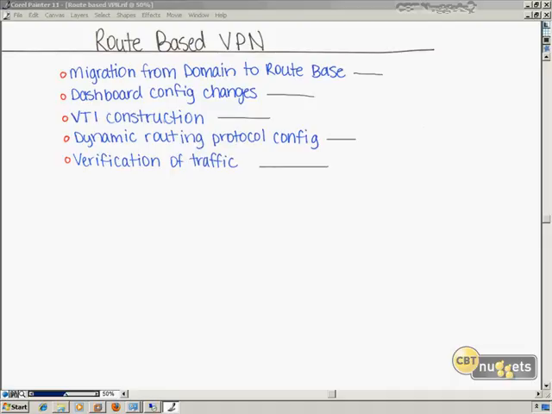Then we looked at the actual dynamic routing protocol config, where we set up OSPF in our environment and got our OSPF adjacency working between both the firewalls. And then we ran through the actual verification of that traffic, making sure that we can reach the other side of the tunnel behind Nugget Firewall B.